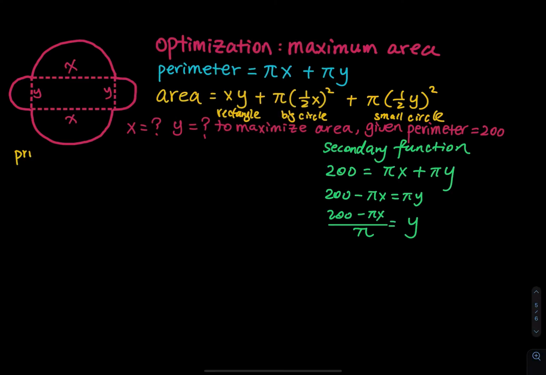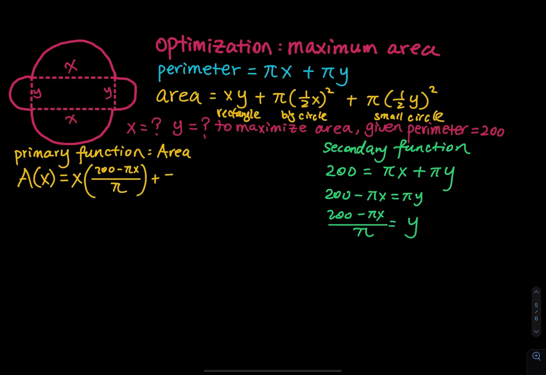Okay, let's write down the primary function, which is the area. We got the area above, and then we will change all the y to x. So instead of writing A, I'm going to write A of x, which equals x times y, right? So the y is (200 minus pi x) divided by pi, and then plus pi times 1/2 x squared, and then plus pi times 1/2 y squared.